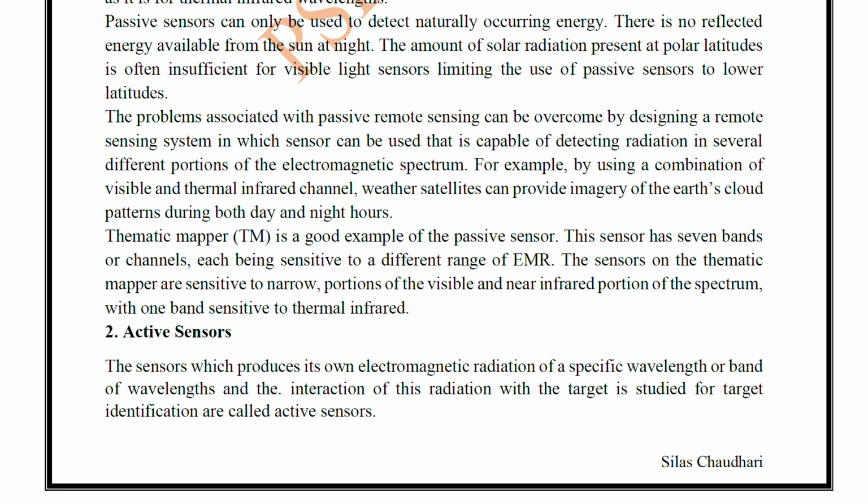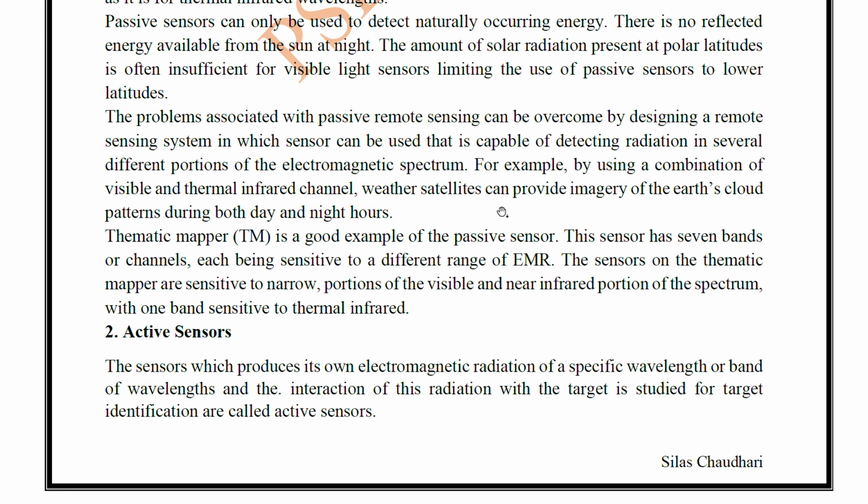Thematic Mapper is a good example of a passive sensor. The sensor has 7 bands or channels, each being sensitive to different ranges of EMR. The sensors on the Thematic Mapper are sensitive to narrow portions of the visible and near infrared portions of the spectrum, with one band sensitive to the thermal infrared.